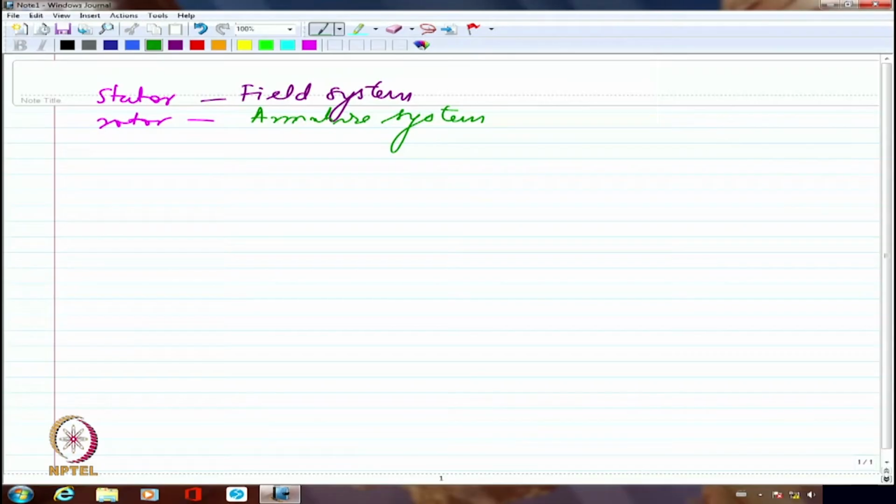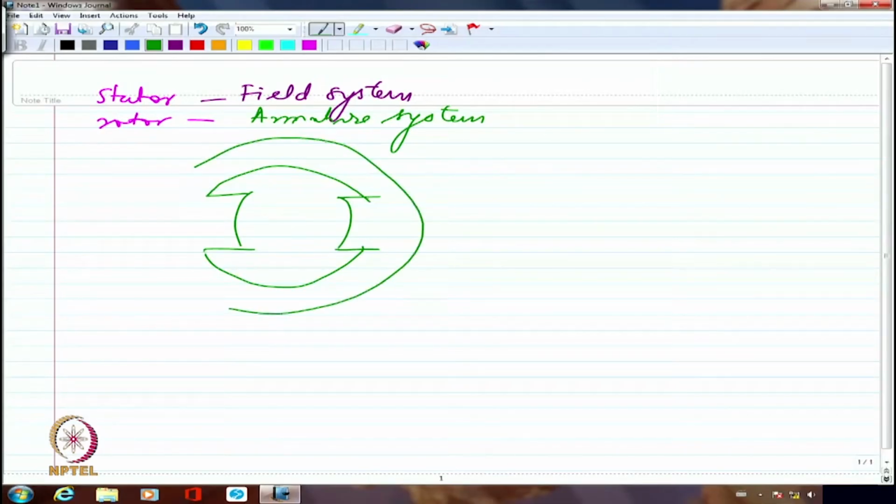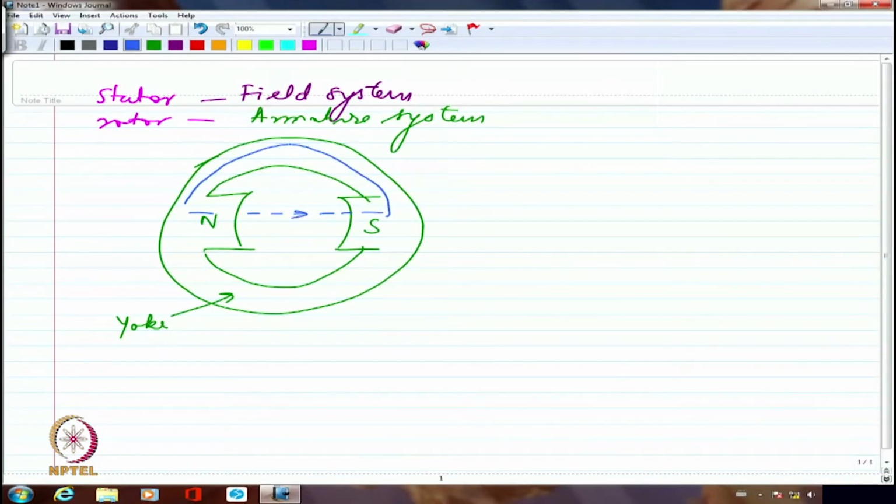So in DC machine we said that the stator basically is going to be having the field system, and that is essentially shown in the form of its own cross section, somewhat like this. So this is going to be north pole and this is going to be south pole. This is the yoke region with the field lines going somewhat like this, and then it is going to complete the path like this. This is how the magnetic field lines are, right?